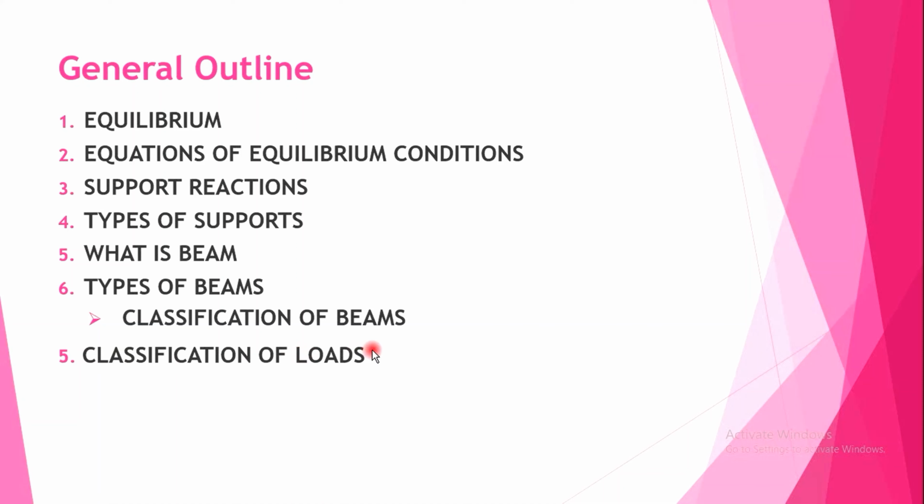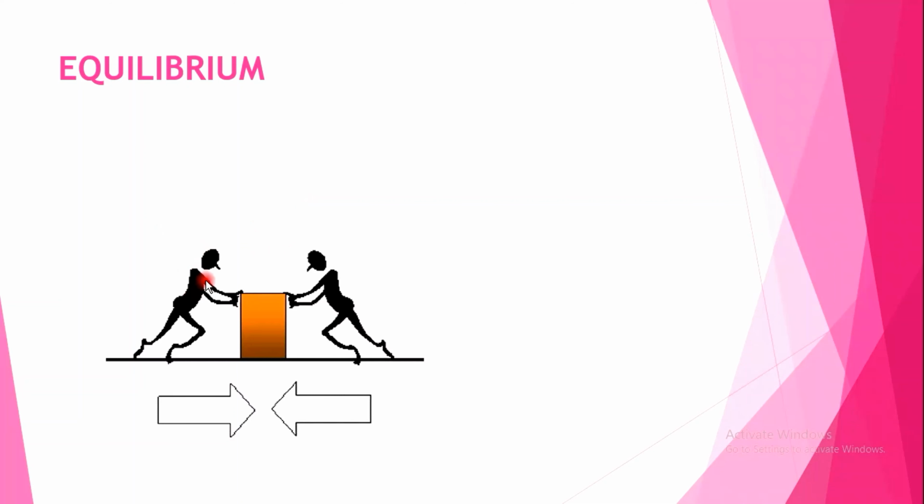Now I will move on to the first one, the concept of equilibrium. Equilibrium means it's the state of balance. Observe this figure. Here one person is applying force in the rightward direction and another person is applying it in the opposite direction. If these two forces are equal, then the block will not move. It will be in the rest condition only. So this condition we can call balanced condition. Another name we can call it is equilibrium.